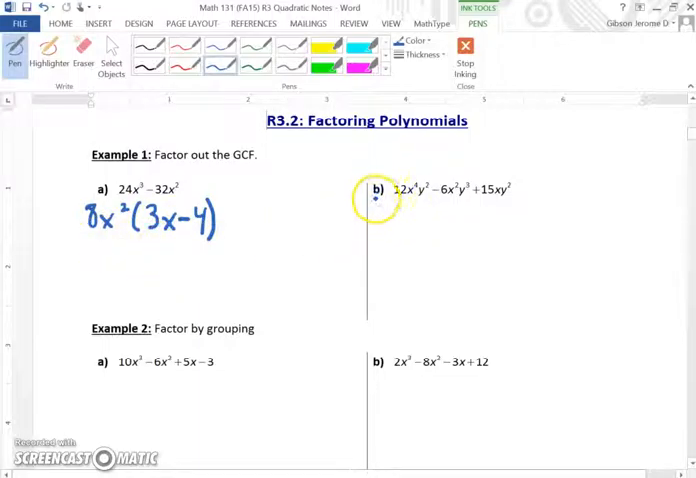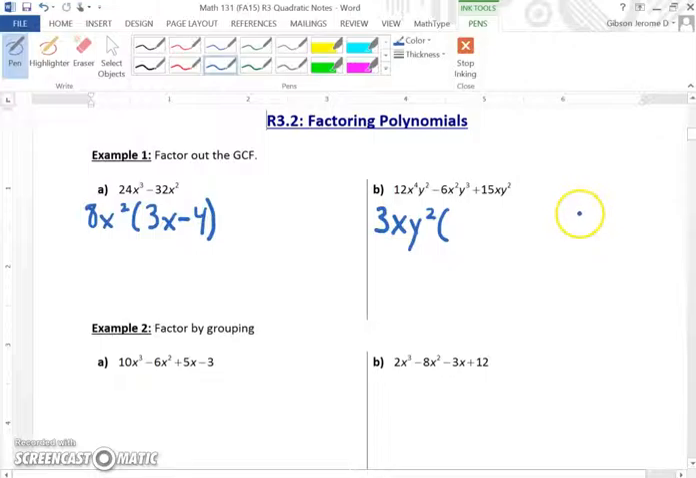Now, we come here to B. We have three terms here. So first we will look at the coefficients, 12, 6, and 15. The greatest common factor of all three of these terms is 3. That's the only thing that they have in common aside from 1. Now we look at the variables. We have x to the 4th, x squared, and x. So all of them have an x. So we take the x with the lowest exponent, which would just be x. Now we look here at the y. We have y squared, y cubed, and y squared. All of them have y, and the y with the lowest exponent is y squared.